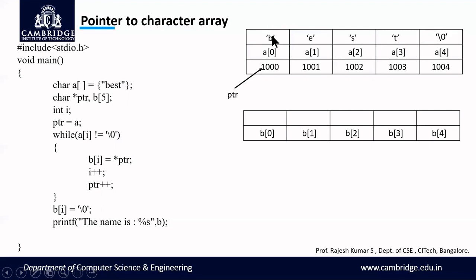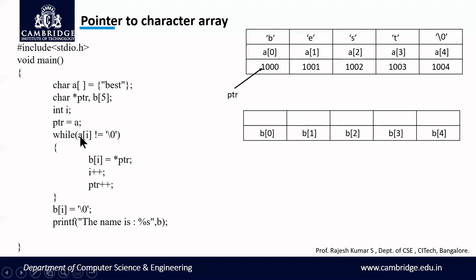When I traverse inside this particular array, the first value should be copied here. Second value should be copied into this B. Third value, and so on, until I reach the null value, I'll be copying the value to the B array. How do I do it? First of all, students, initialize I value equals to 0 over here, or by default I value will be taken as 0 over here.